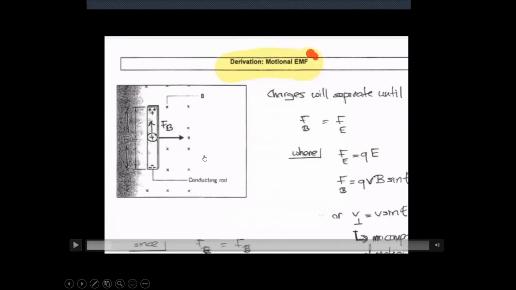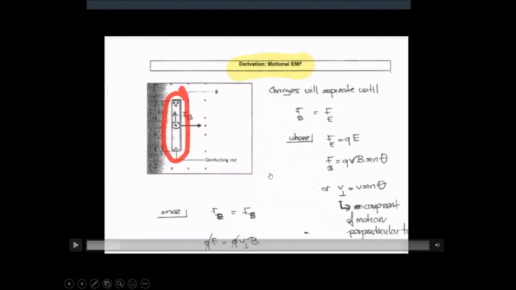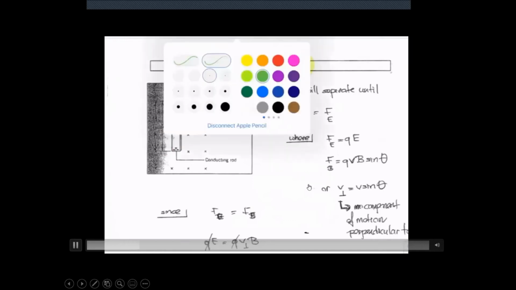All right. I didn't put too much emphasis on the derivation last night. I'm going to put a little bit of emphasis on the derivation because I'm thinking that there's going to be an extra credit problem that's going to require you to be able to do this sort of stuff. So number one, the charges will separate until the strength of the magnetic force is the same as the strength of the electric force.